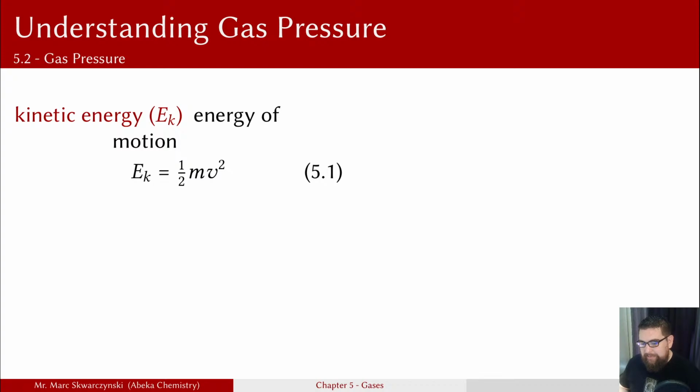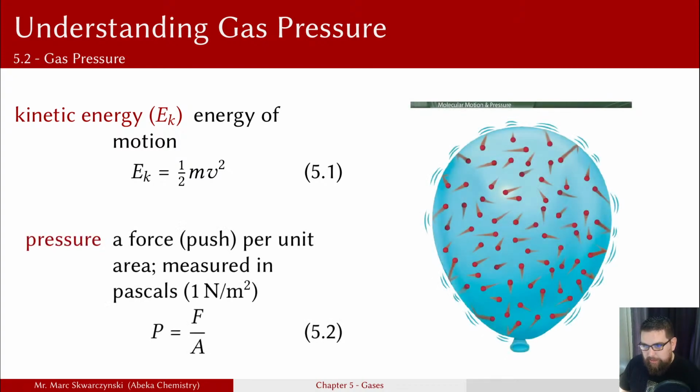Now that's important because the collisions of the gas molecules with the container walls constitute pressure, which is defined as a force or a push per unit area. Okay, and so pressure is equal to force over area. Notice that our units then are newtons per meter squared. Newtons would be a unit of force. Area would be in meters squared, hence the units. They just end up combining. And so that would give us pressure.